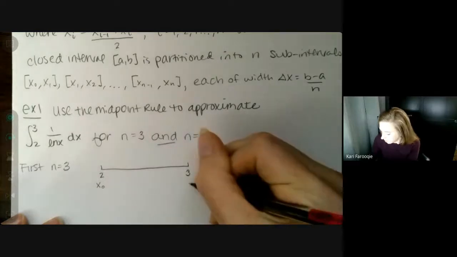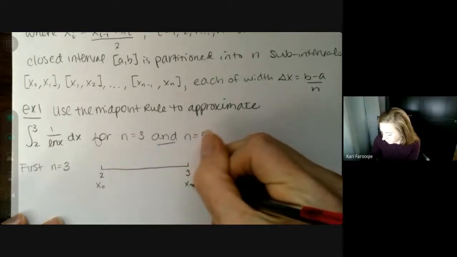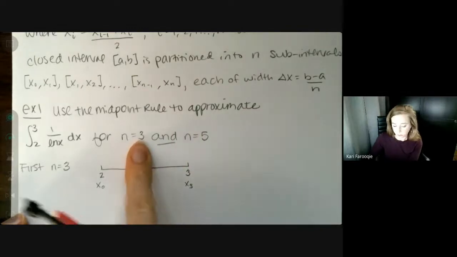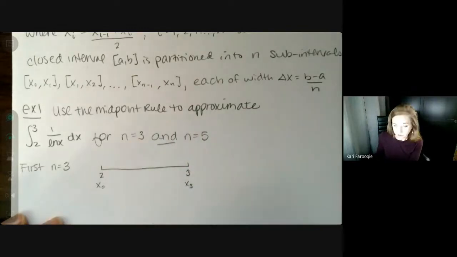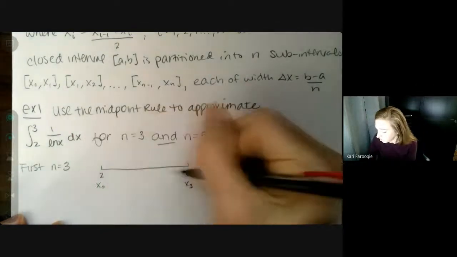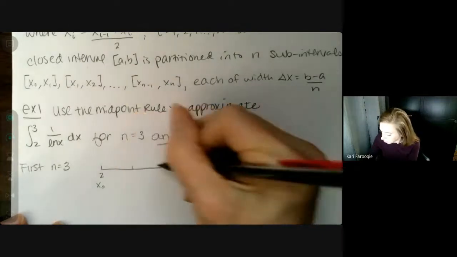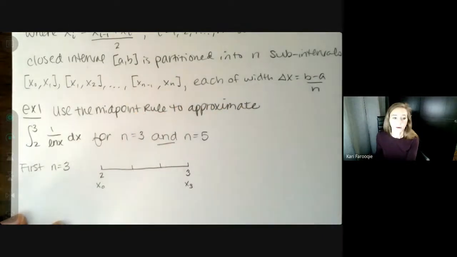And then 3 is going to be my value for x sub 3. That's going to be my third data point. And what I need here is 3 subintervals. The number of subintervals you have minus 1 will be the number of tick marks that you need to split this up. So for instance, if I want to split this into 3 different subintervals, then I need to put 2 tick marks in here to split it up.